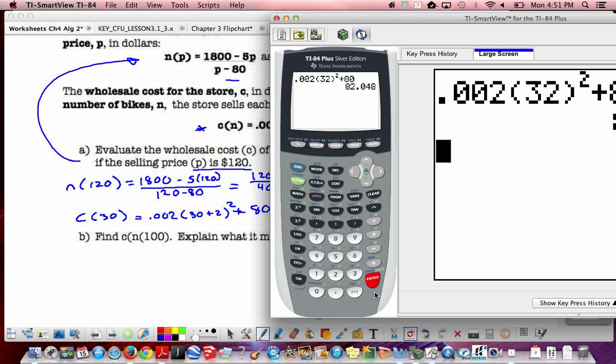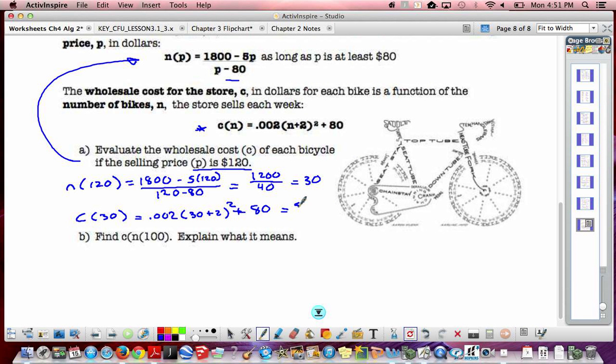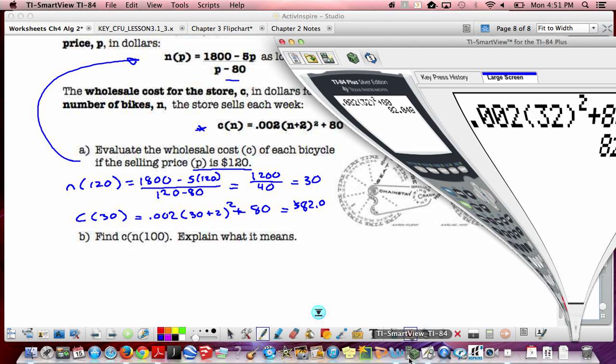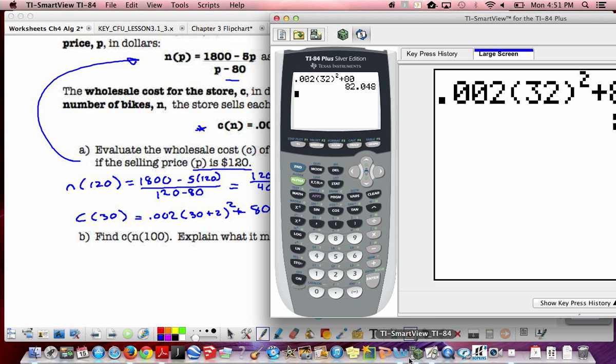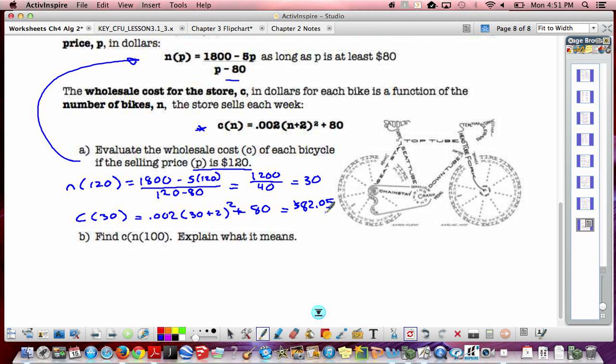So let's round to the nearest penny, $82.05. So $82 and, sorry, I said 4, but I think it's supposed to be 5. Yes, 5 cents, my apologies.